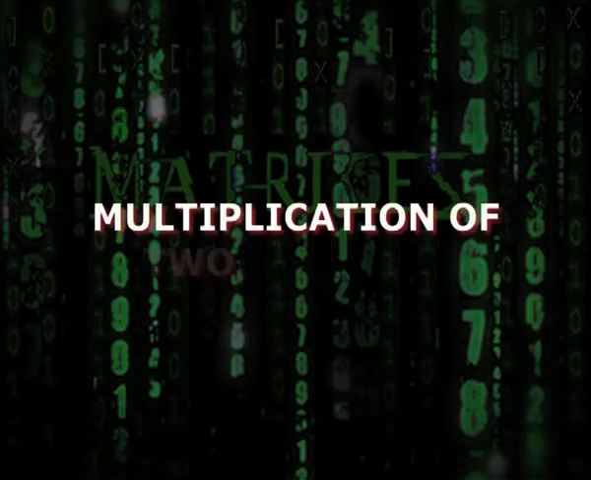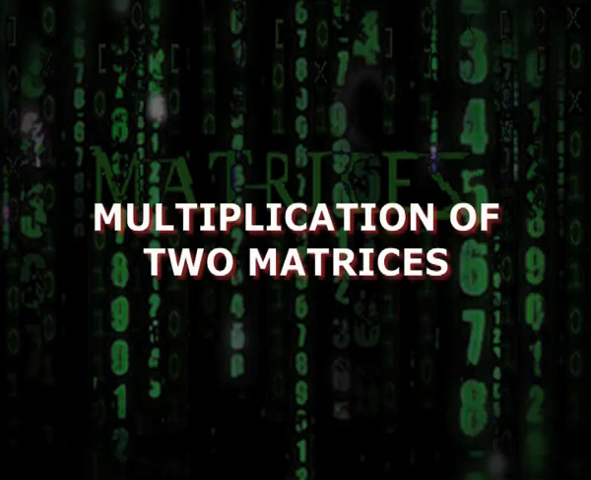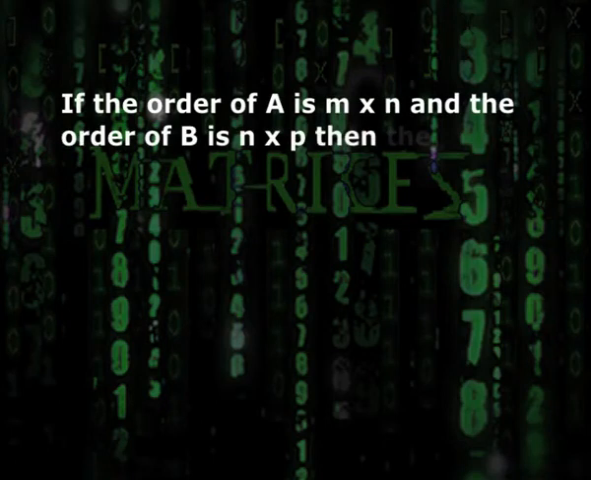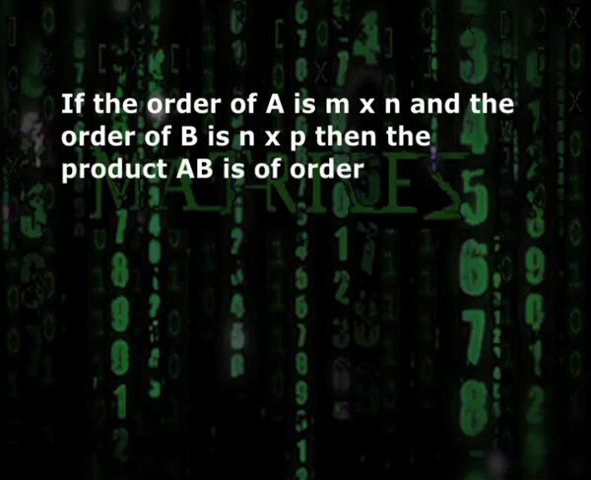So finally, it comes to the last operation on matrices, that is multiplication of two matrices. Now, this is quite different from addition and subtraction. The product AB of two matrices A and B is defined only if the number of columns in A is equal to the number of rows in B. If the order of A is m by n and the order of B is n by p, then the product AB will be of the order m by p.